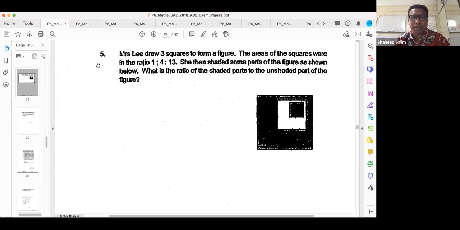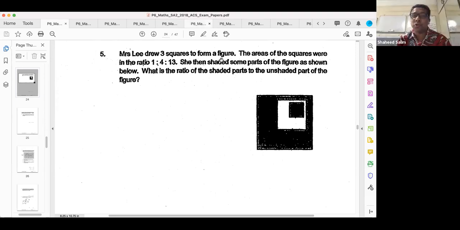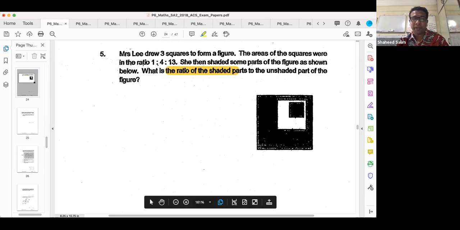So, what are the questions? I have not looked at them actually. Okay, Mr. Dawish, they're asking for a ratio. Your answer must be a ratio. You cannot say 14. So, ratio of the shaded to unshaded. These black parts to the white part. Your answer must be a ratio. How come your answer got one number?